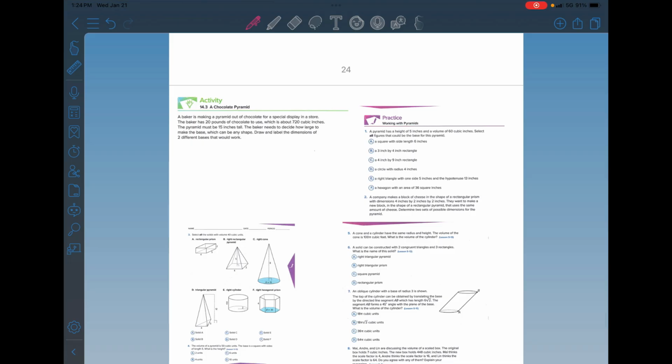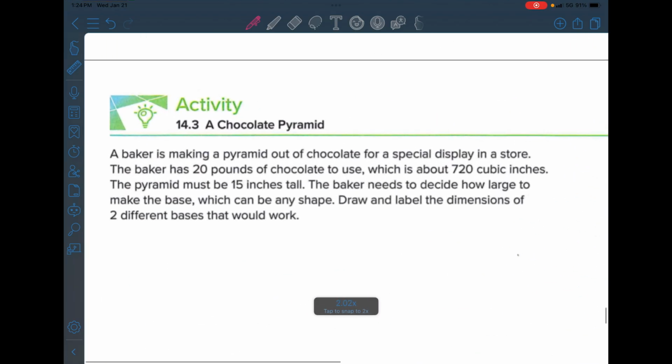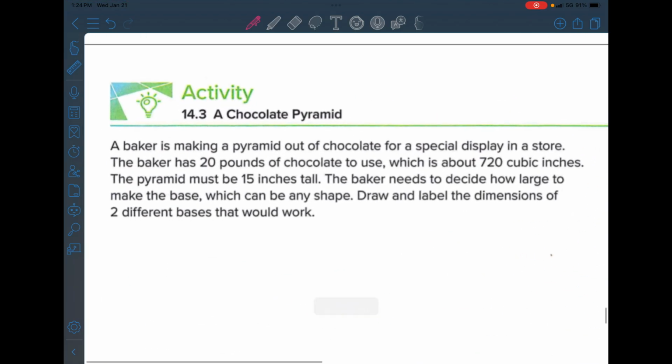We're going to do this one. A baker is making a pyramid out of chocolate for a special display in a store. The baker has 20 pounds of chocolate to use, which is about this many cubic inches. This is our volume, guys. The pyramid must be 15 inches tall. The baker needs to decide how large to make the base, which can be any shape. Draw and label the dimensions of 2 different bases that would work.